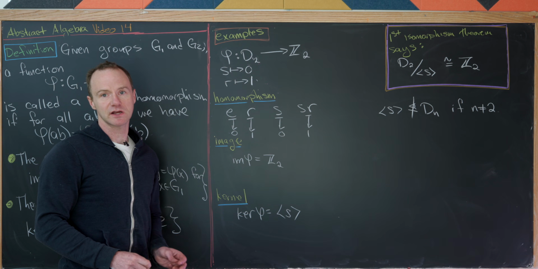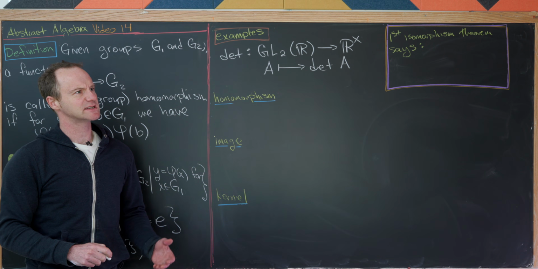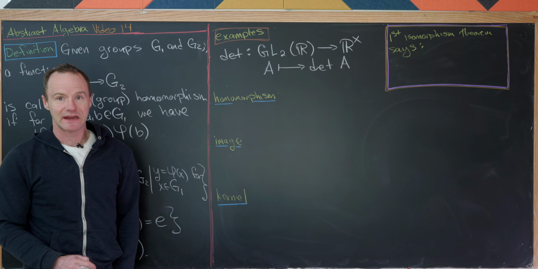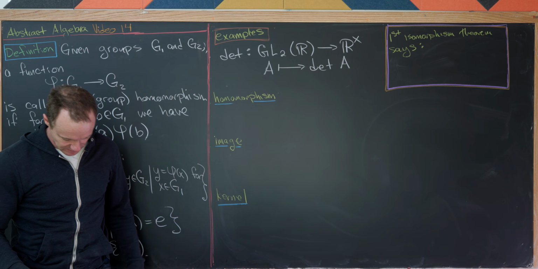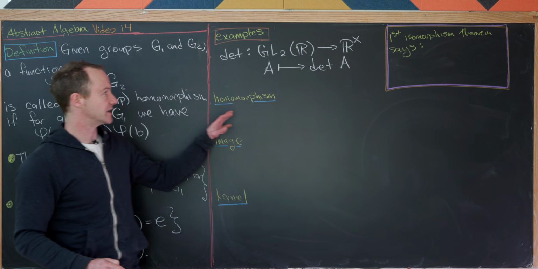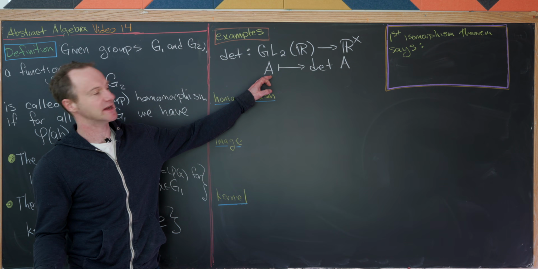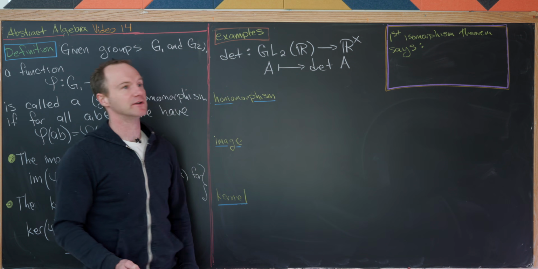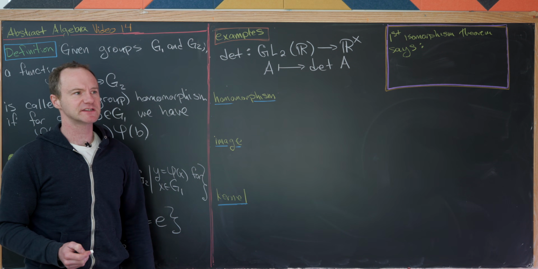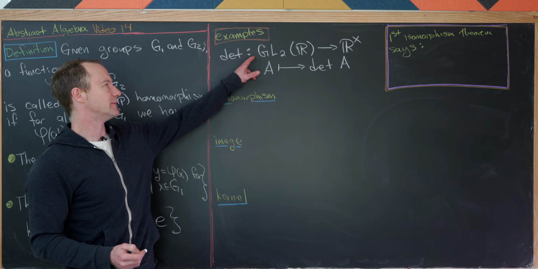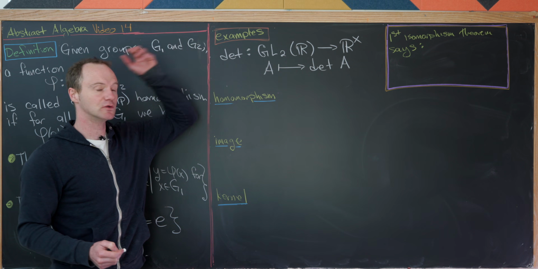All right, let's look at another example. Now let's look at a nice example that arises from a linear algebra context. Let's take the determinant operation. So that's going to take an input, a 2x2 matrix in our case, and an output, a real number. But since we want everything to be a multiplicative group, that means we need to take GL2R.